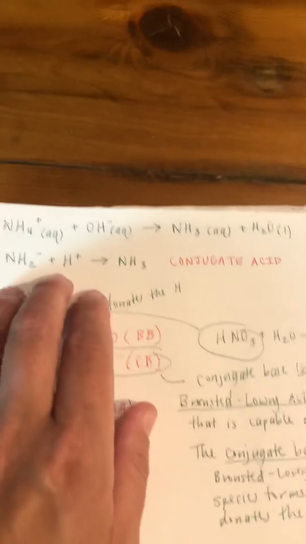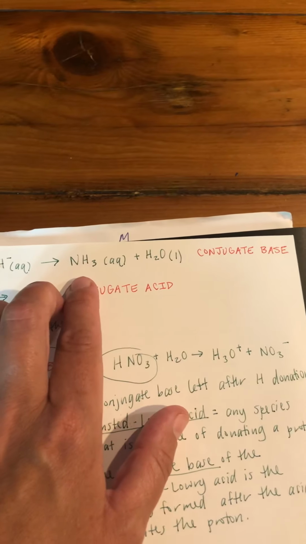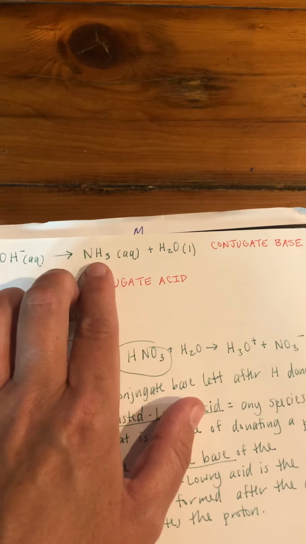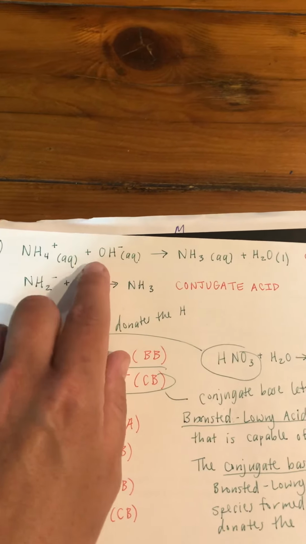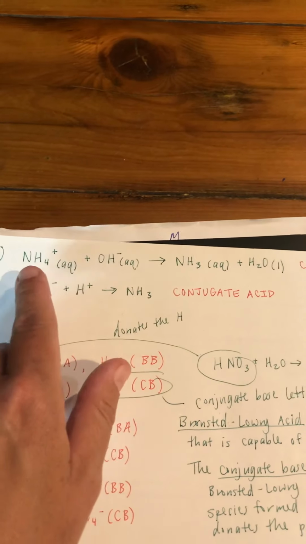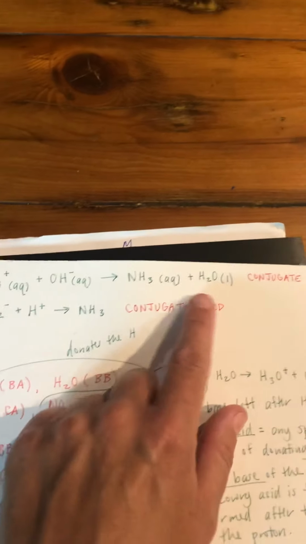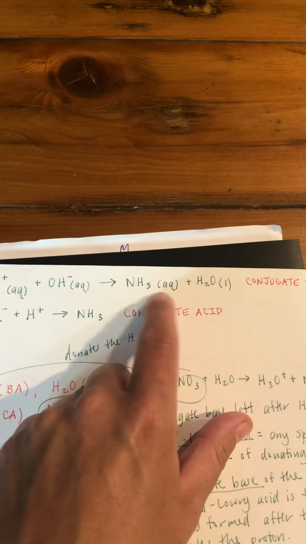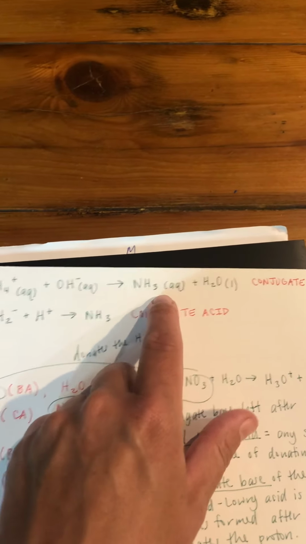So here, we started with NH3. Now, this would be the equation where NH3 is serving as a base, because we have NH4 plus OH negative. So this is going to be the acid. It donates the H to this, creating water. So this is what's left. It's the conjugate here. NH3 serves as a conjugate base.